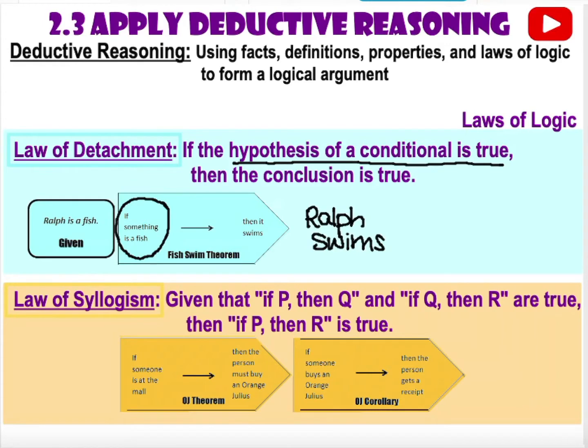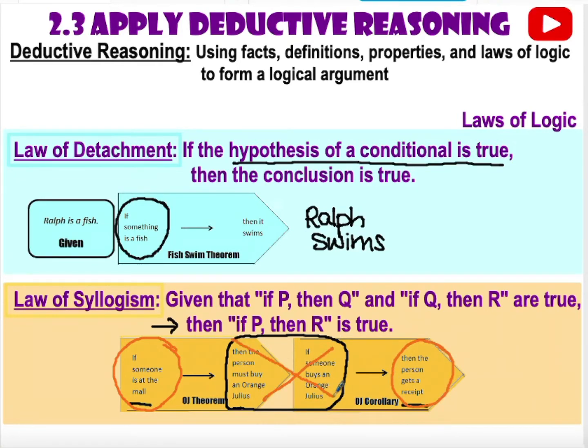This one says if someone is at the mall, then the person must buy an Orange Julius. And if the person buys an Orange Julius, then the person gets a receipt. So we would write a new if-then statement using the law of syllogism that says, if someone is at the mall, then the person gets a receipt. So it's basically just cutting out this middleman and skipping from the original hypothesis all the way to the end conclusion. Law of syllogism.